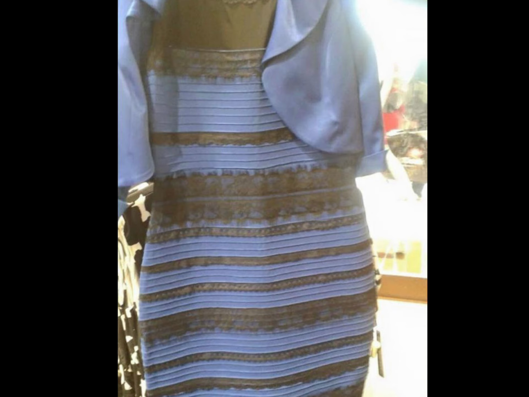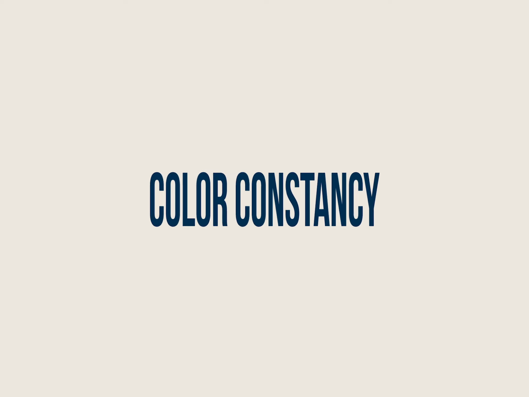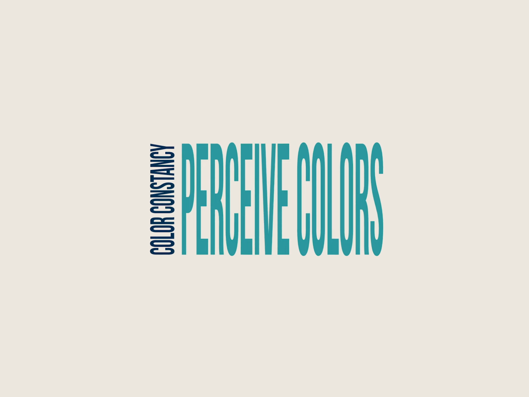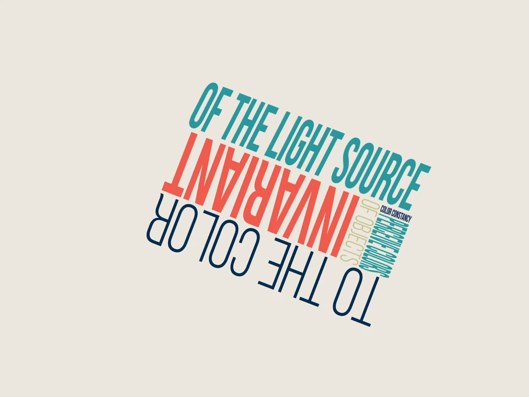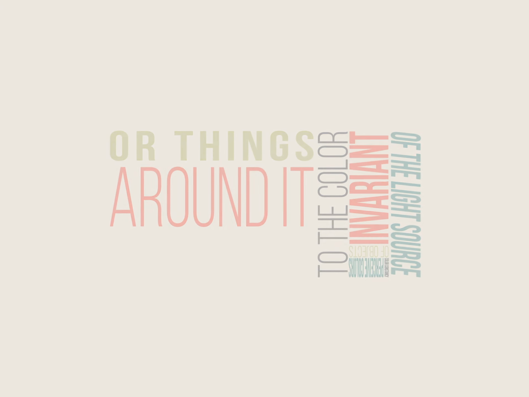Do you know? Seriously, pause the video. Consider it for a minute. Really talk to each other. What color is it? Who sees what? Color constancy is the ability to perceive colors of objects invariant to the color of the light source or things around it.